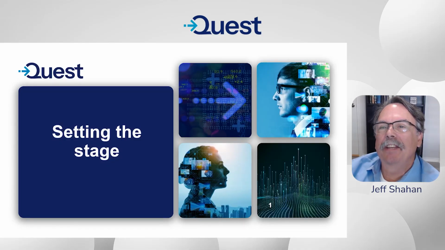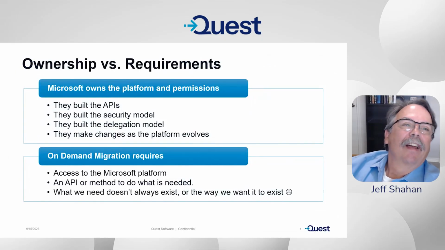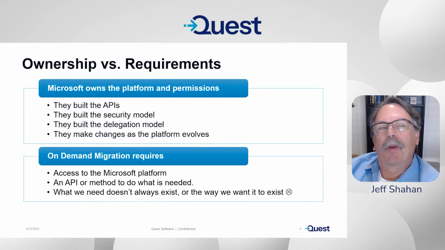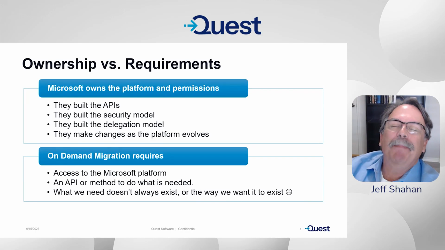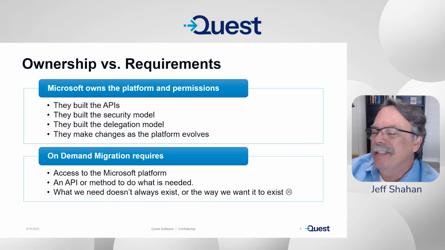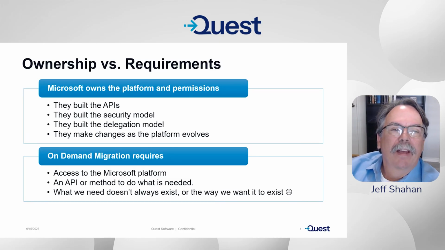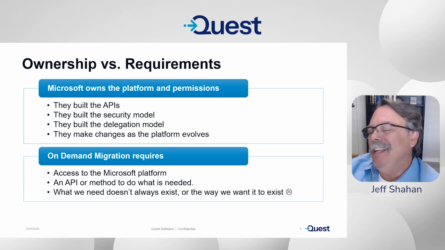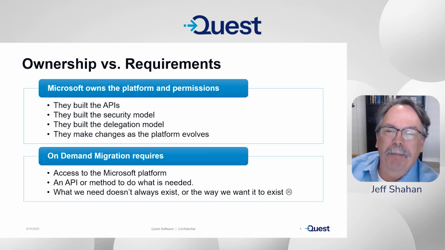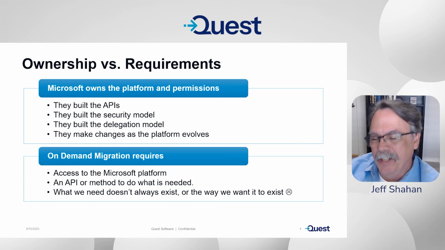First, we're setting the stage. The ownership versus the requirements. Microsoft owns the platform and the permissions. We have to work within the APIs and the permissions that they give us. They built the APIs, they set the standard for the security model, they built the RBAC controls that we have to work within. On-demand migration needs access to that Microsoft platform so it can do what it's designed to do, and that's migrate content.